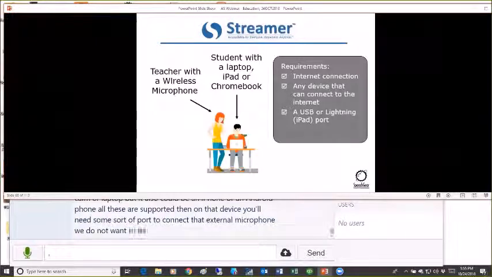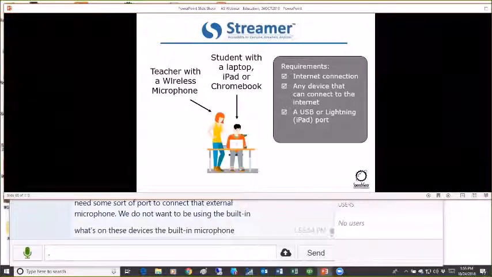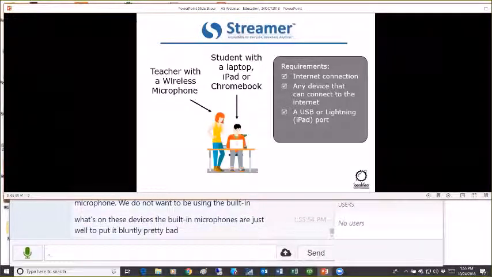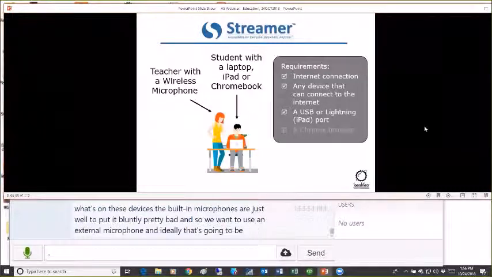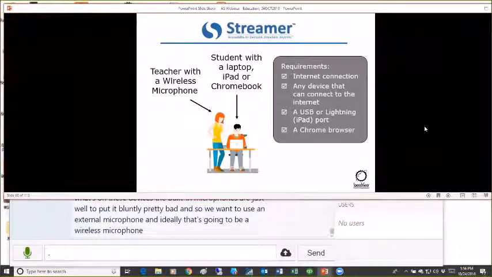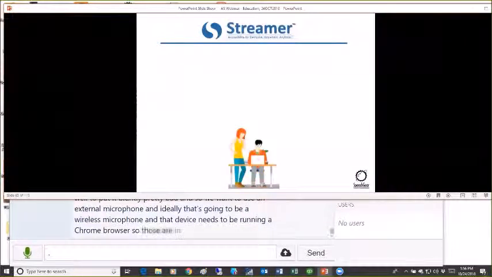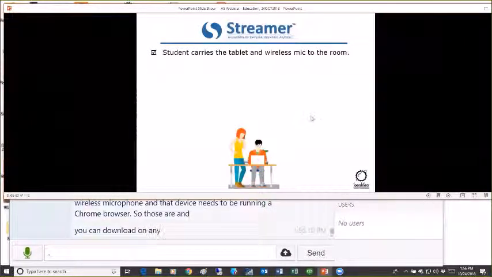We do not want to be using the built-in microphones on these devices. The built-in microphones are just, well, to put it bluntly, pretty bad. And so we want to use an external microphone, and ideally that's going to be a wireless microphone. And that device needs to be running a Chrome browser. And Chrome is free. You can download it on any device.